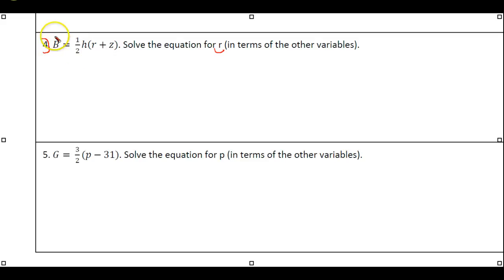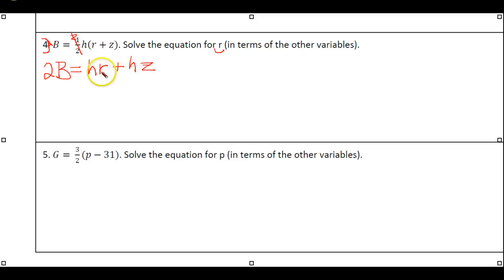Multiply both sides by 2, so this becomes a 2b on this side. Multiply this side by 2, the 2's cancel out, and we want to get the R outside of the parenthesis. So this is HR plus HC.